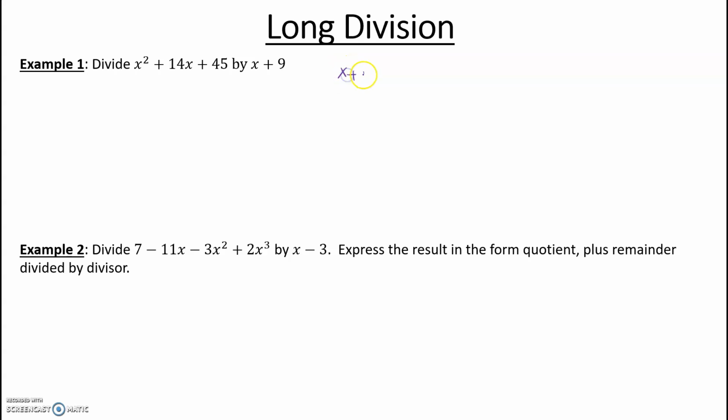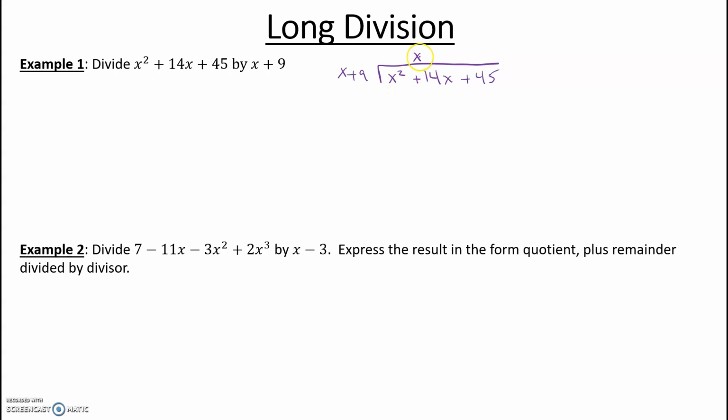X plus 9 goes into x squared plus 14x plus 45. So the way I look at it is I only look at this first part. X times what gets me x squared? X times x gets me x squared. Good. So to find this, you're going to say x times what gets me x squared? All right, we said it was x.